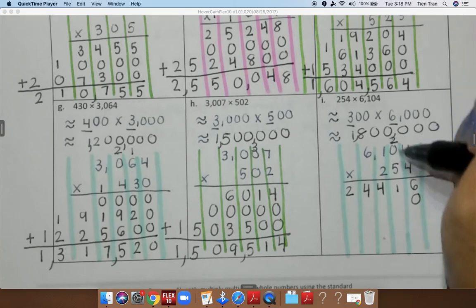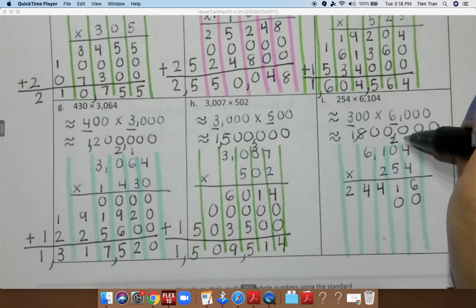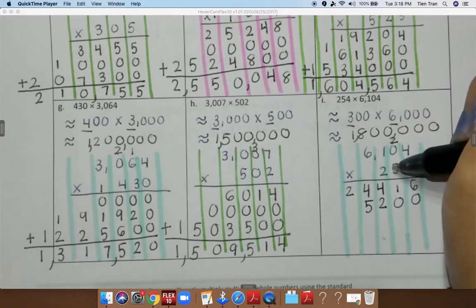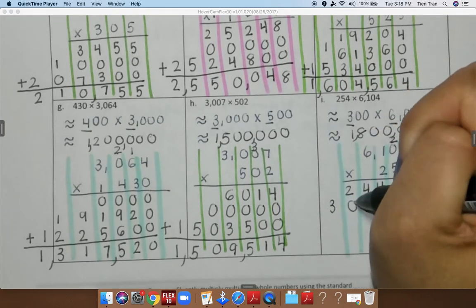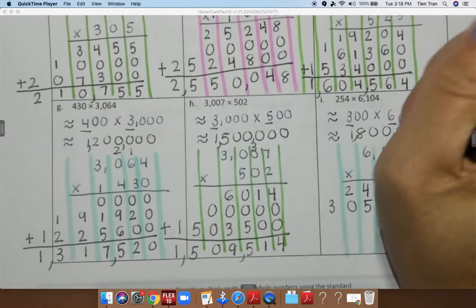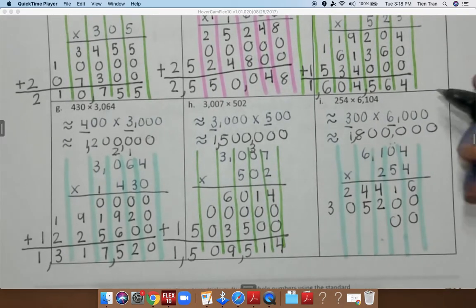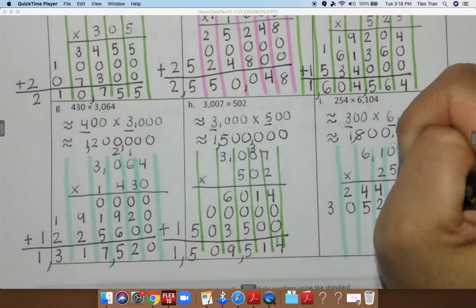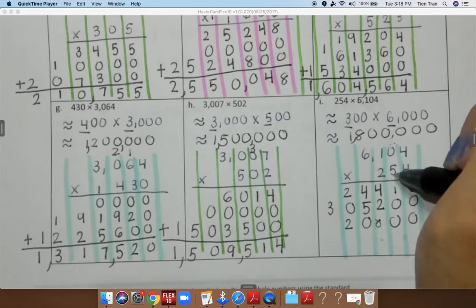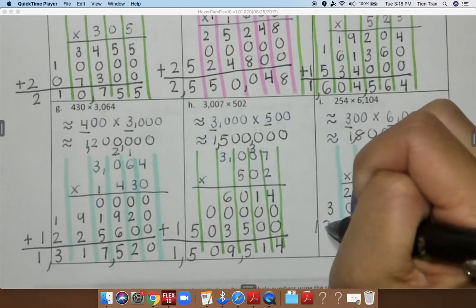5 times 4 is equal to 20. 5 times 0 is 0, plus 2 is equal to 2. 5 times 1 is equal to 5. 5 times 6 is equal to 30. And I am going to add 2 zeros on the bottom because now I am multiplying in the hundreds place. 2 times 4 is equal to 8. 2 times 0 is equal to 0. 2 times 1 is equal to 2. And 2 times 6 is equal to 12.